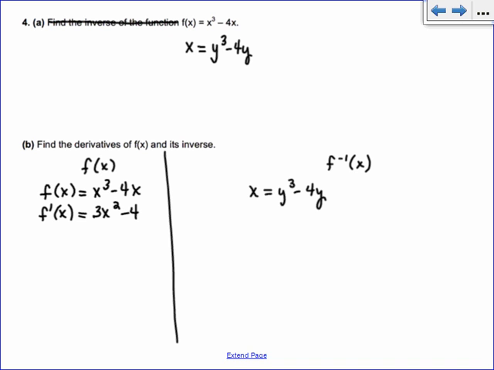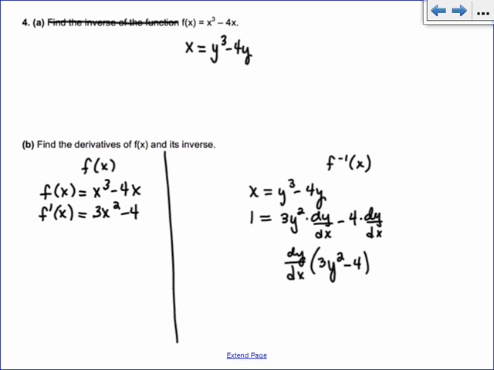So I'm going to take the derivative of x. So I get 1. The derivative of y cubed is going to be the 3y squared, but since it's a y term, we tack on the dy over dx. And we have minus 4 dy over dx. So we get dy over dx, we pull it to the front. So we have 3y squared minus 4. So dy over dx equals 1 over 3y squared minus 4.